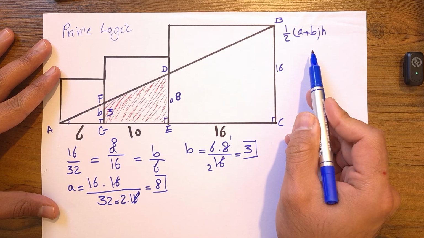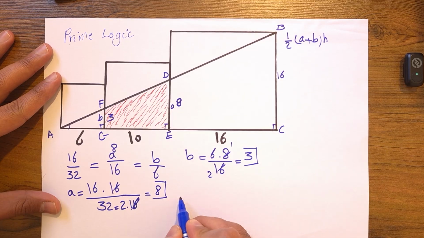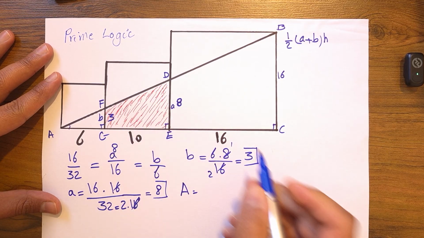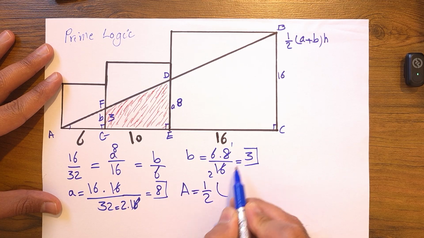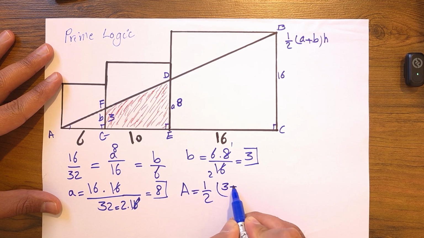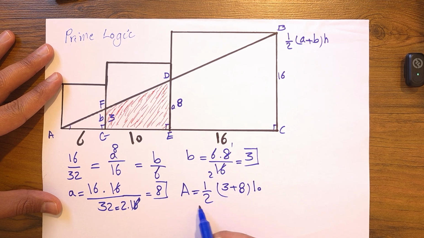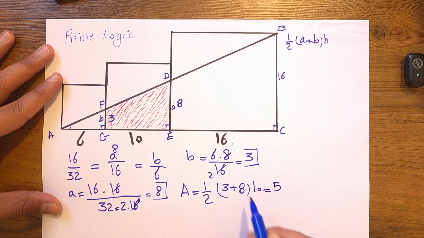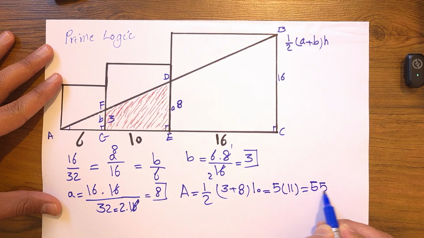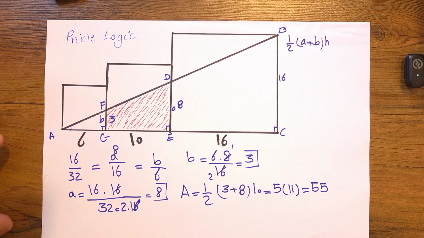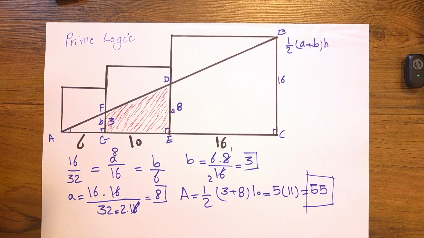Now let's substitute into the trapezoid area formula. The area of this shaded region, which is a trapezoid, is half times (3 plus 8) times 10. So 10 over 2 is 5, and 5 times 11 is 55 square units. So that's the final answer, the area of the shaded region.